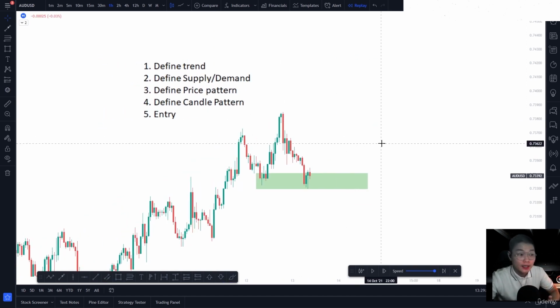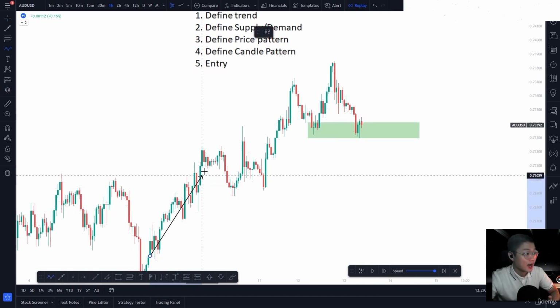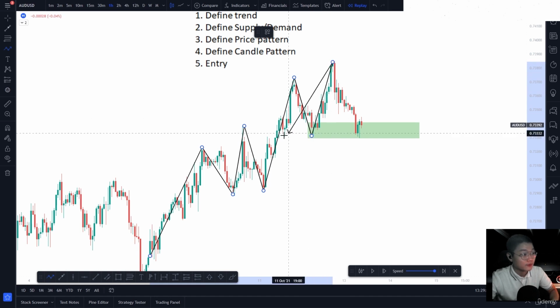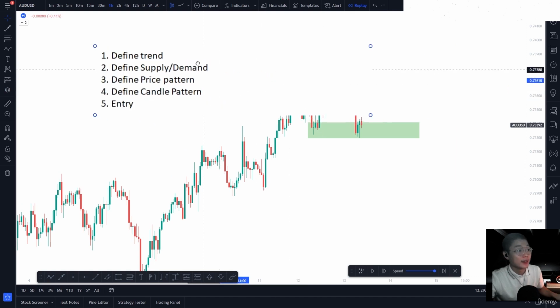First of all, you need to define the trend. You can see from the left side to the right side, the market creates higher highs and higher lows. It means that now it is a very strong uptrend. And the next step, we need to define the supply and demand zones.